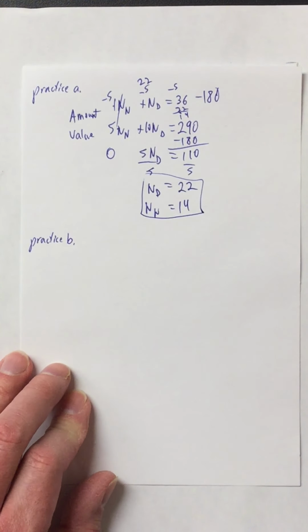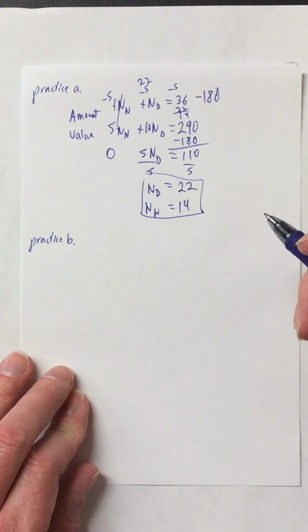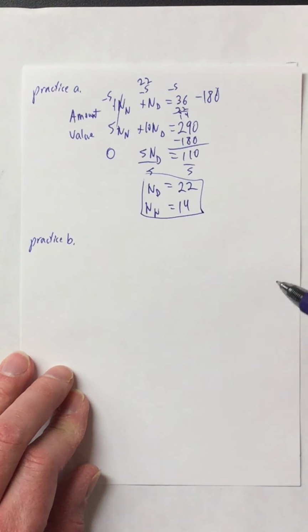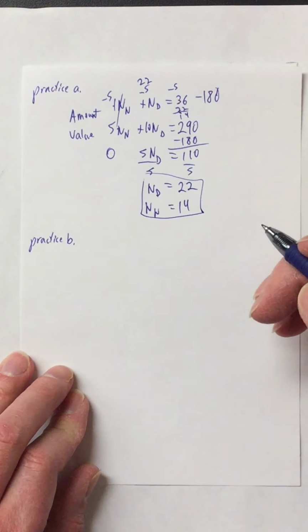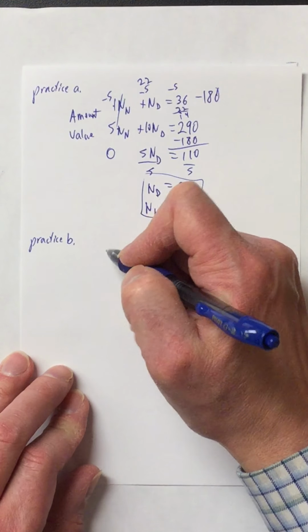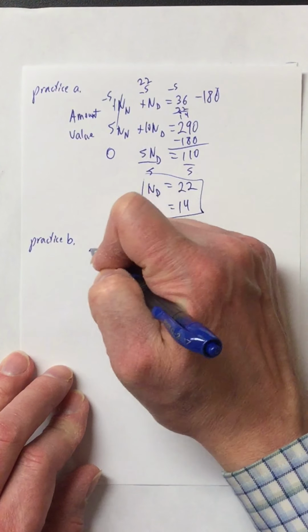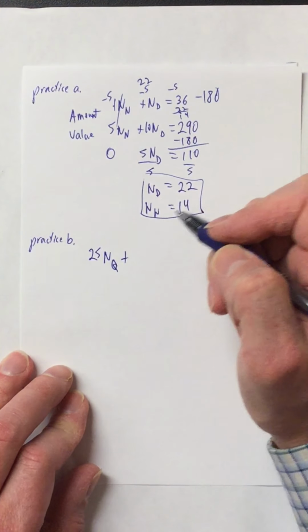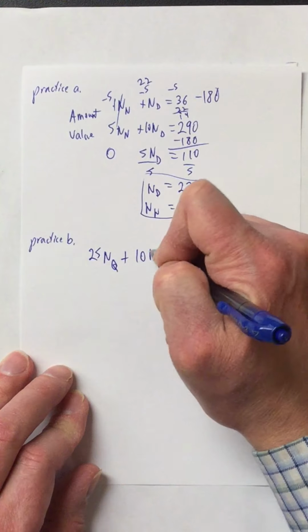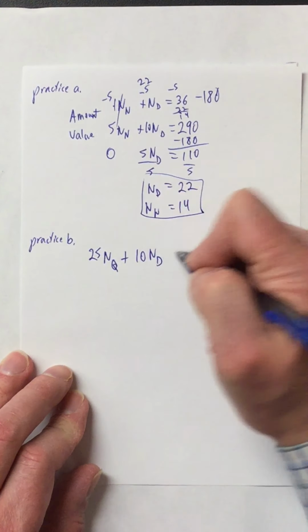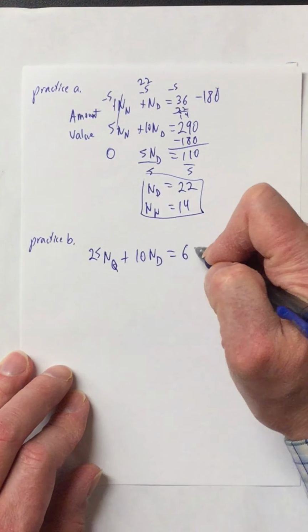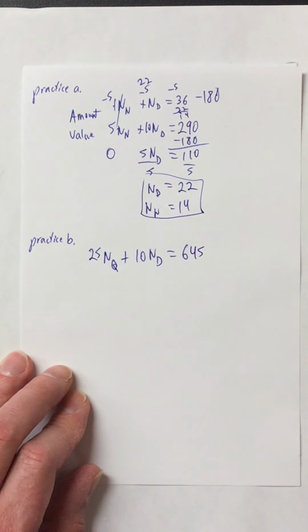Let's look at practice problem B. Emil has $6.45 in quarters and dimes. So since they gave that to us first, let's write our value equation first. We'll do number of quarters, 25 is what they're worth, and then number of dimes, they're worth 10, and the total amount of money is 645 cents.